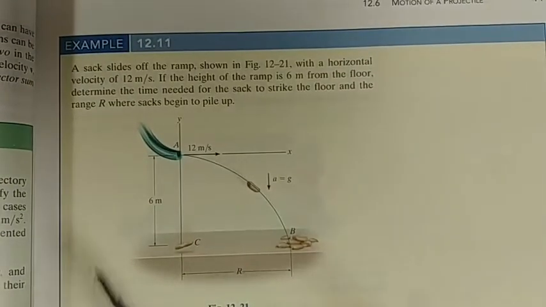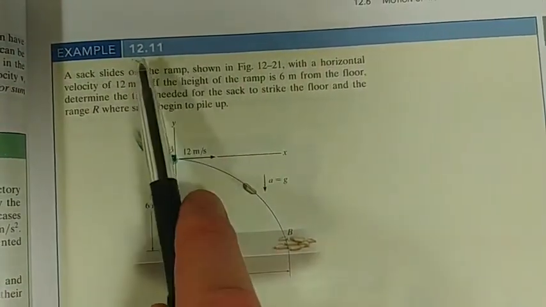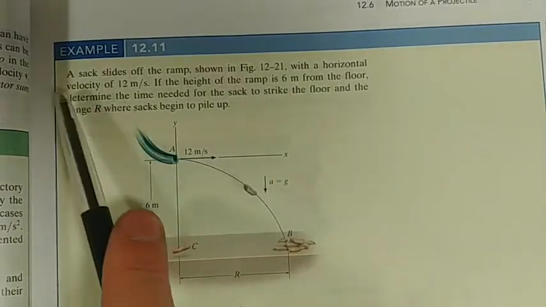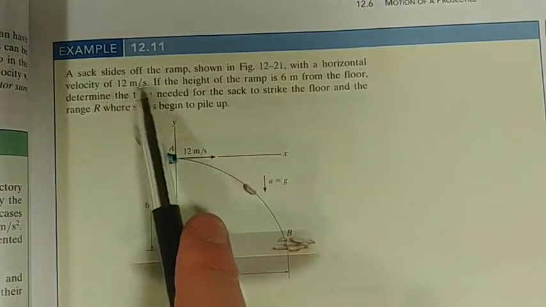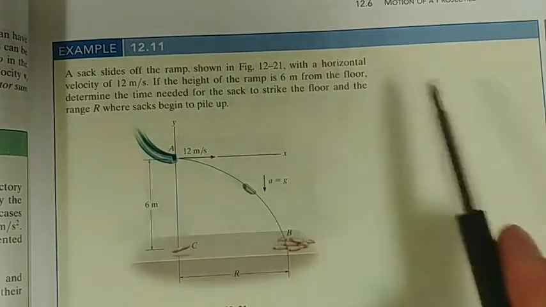So let's just have a look. I'm not going to go into detail with these problems, but let's just have a look. A sack slides off the ramp. This is 12.11, with a horizontal velocity. Oh, I've got some horizontal information. Okay, good. Write it down.